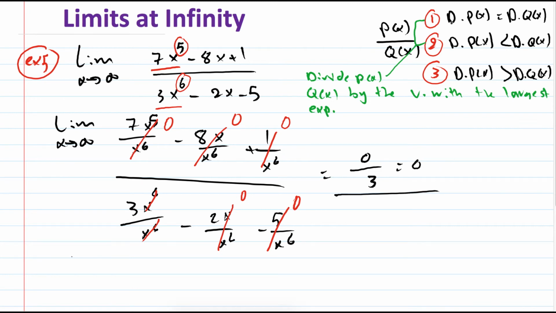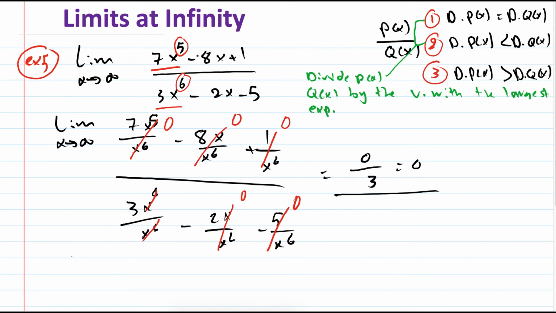Okay, so for case 1 and 2, use this rule. If you have a rational function and you want to find the limit as x approaches infinity, look at the leading term in top and in bottom. If the degree of the top function equals the degree of the bottom function, or the degree of the top function is less than the degree of the bottom function, in those instances, divide each term in the function by the variable with the largest exponent, and then you'll get the limit. As simple as that. Okay?